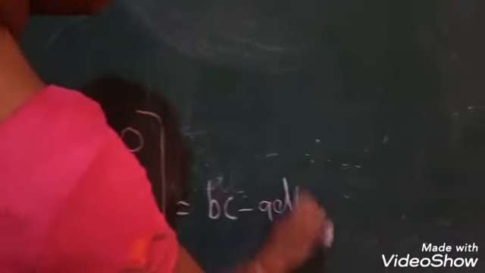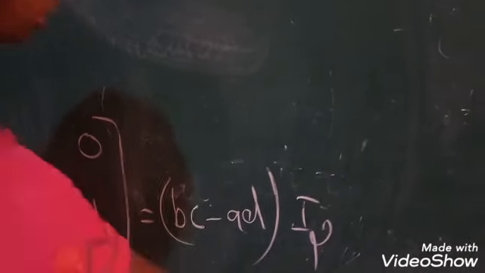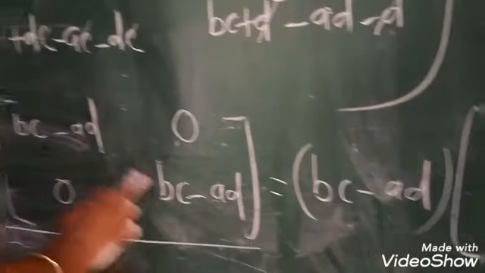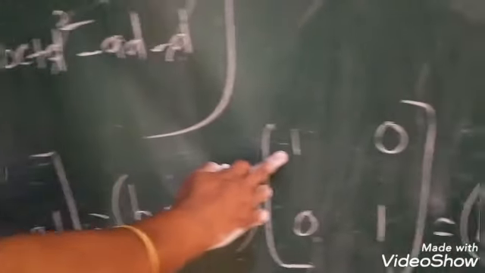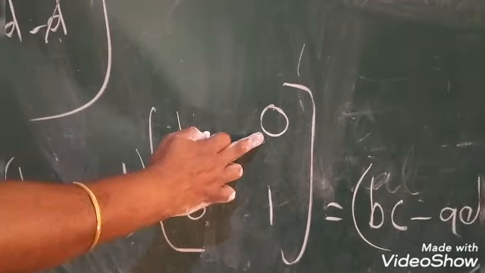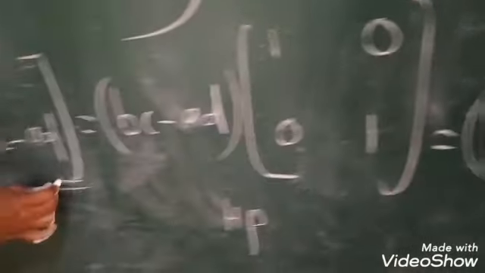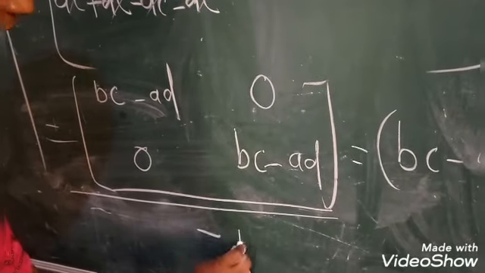BC minus AD into what would you write here? I2. Girls, BC minus AD I am taking out. The replacement is 1. Here nothing is there, so I put 0, girls. This is one method, girls, it is proved. Or otherwise you can stop here. Then this is called the LHS.